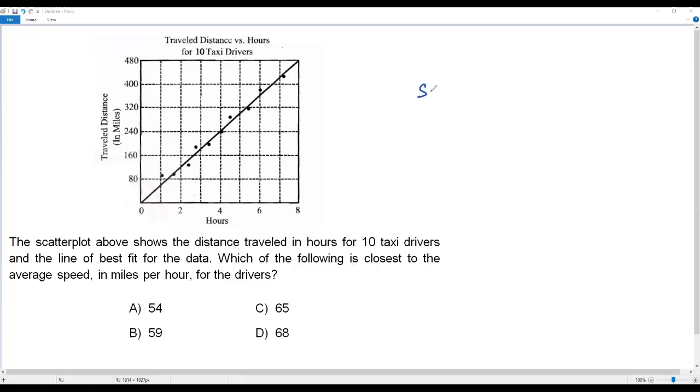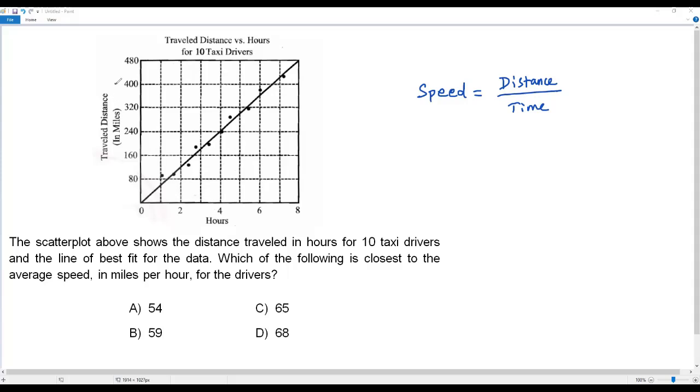Okay, so already we know the formula to find speed, that is equal to distance over time. Let me write it. Here we have distance on the vertical axis and time, that is hours, on the horizontal axis. If I want to find the slope of a line on the xy plane, I'll be using the rise over run formula.